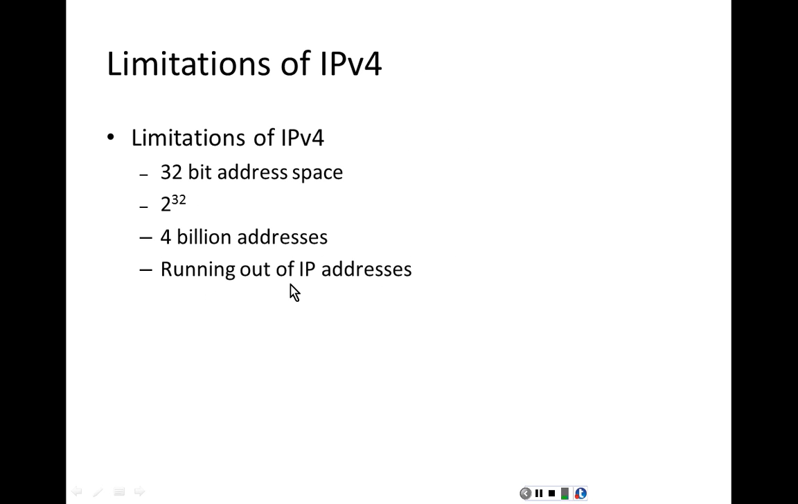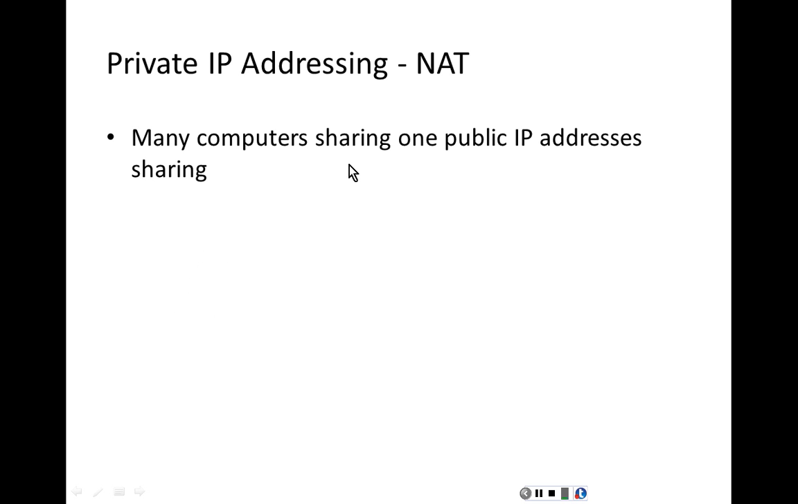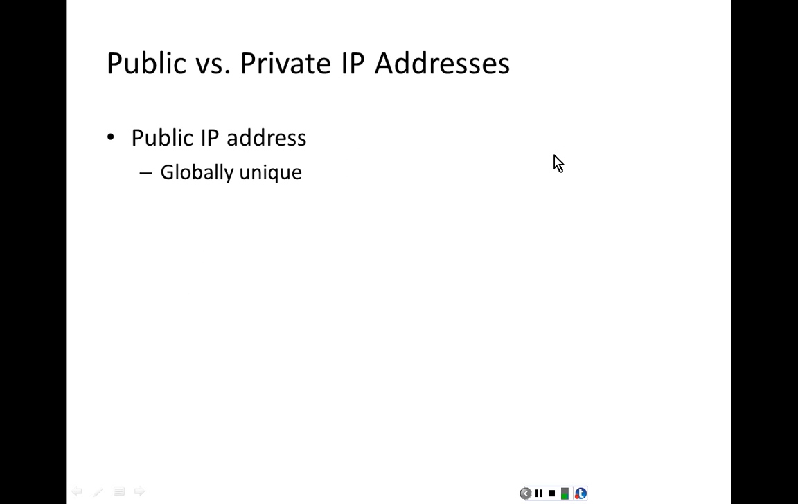So the statement of the problem is that we are running out of IP addresses, and there are two potential solutions: IP version 6 and private IP addressing using NAT. With NAT, many computers share one public IP address. But let's back up and discuss the difference between a public and a private IP address. A public IP address must be globally unique. Globally unique means that no two computers on the face of the earth should share the same IP address.